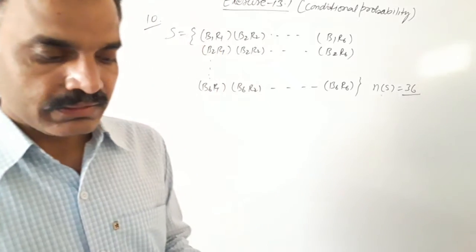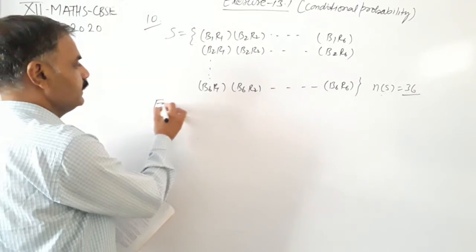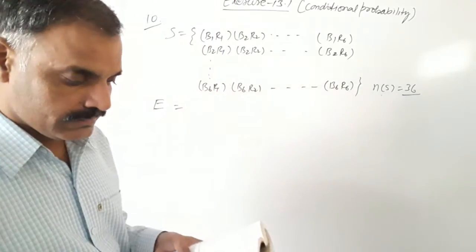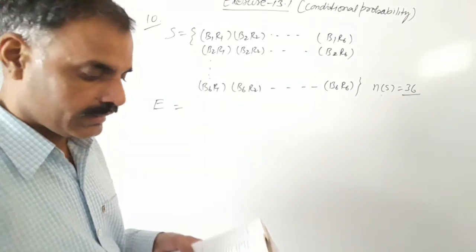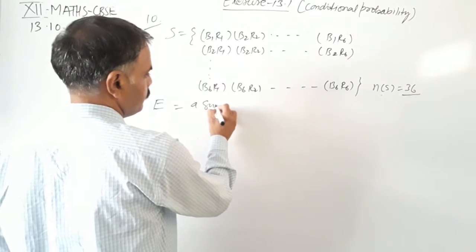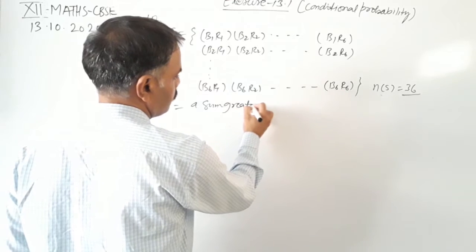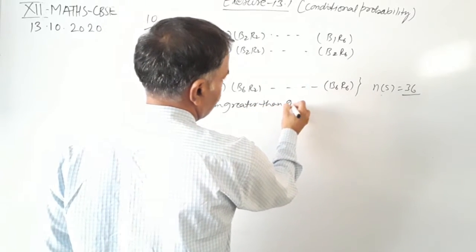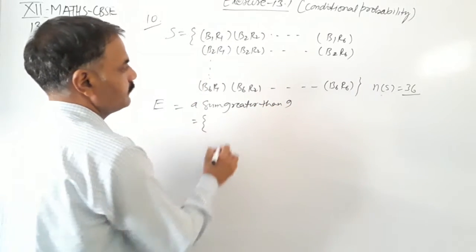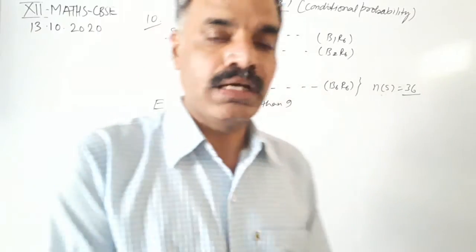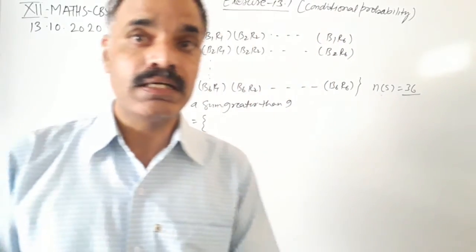Now we have to find the conditional probability of event E, given that the sum is greater than 9. Sum greater than 9 means the sum on both dice, that is the black dice and the red dice.